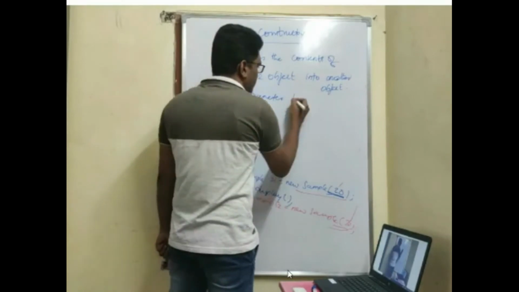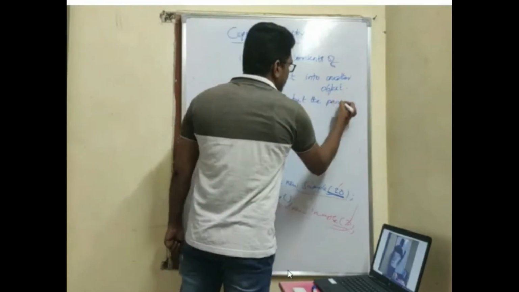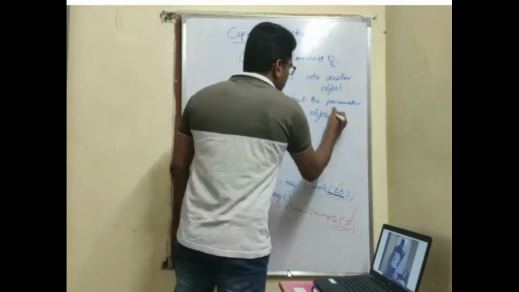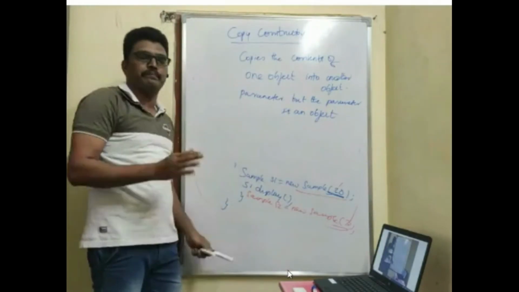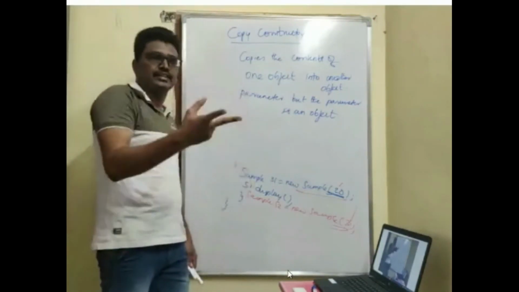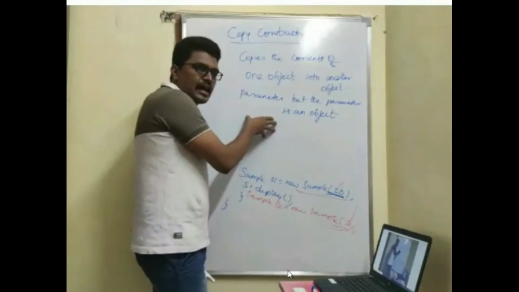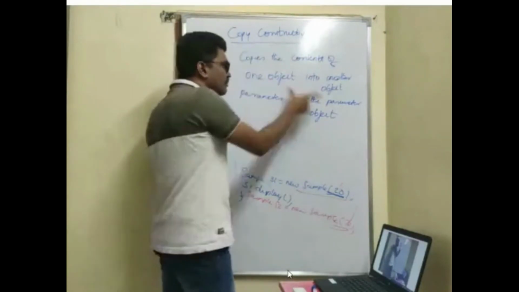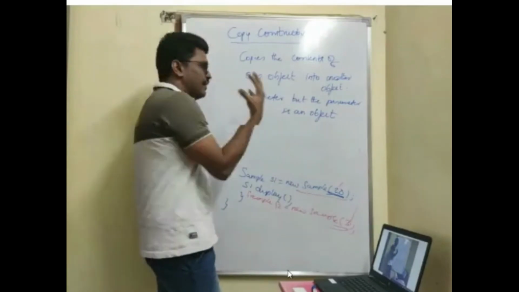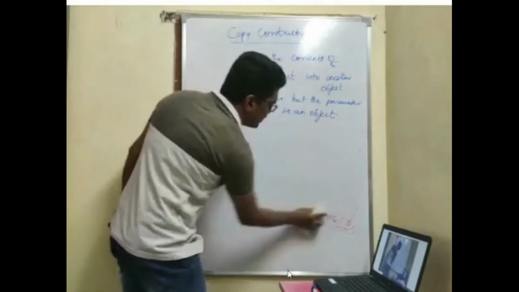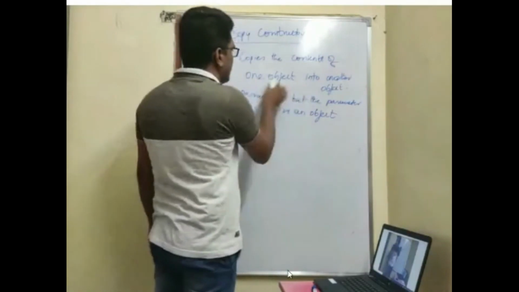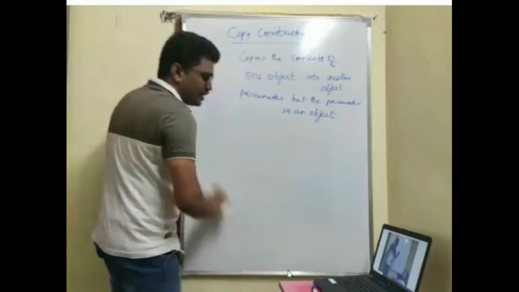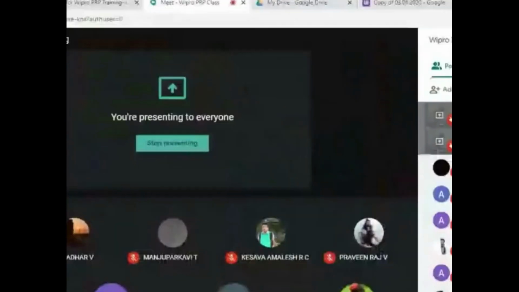It takes a parameter, but the parameter is an object. Previously the parameters were of a normal type. Previously what type was passed? int x. Now I don't pass the parameter as normal primitive data types, int, char, float. I'm going to pass an object as a parameter. Whenever I pass an object as a parameter, that object's contents will be copied into this. What are we saying? Copy the contents of one object into another object.